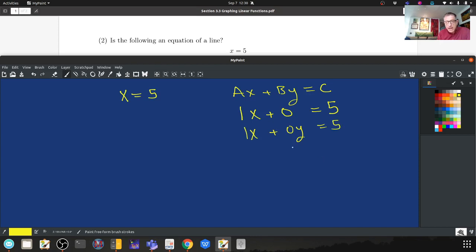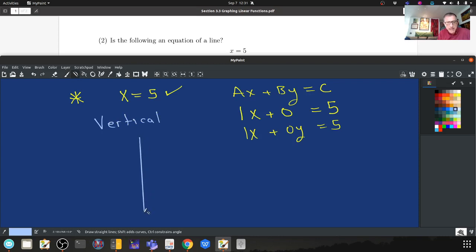And we do not have both a and b equal to 0. And that was the only restriction on the very first general form. So yes, indeed, this is the graph of a straight line. This is going to be an important form. So I'm just going to tell you right now, the graph of this line is a vertical line. Straight up and down.